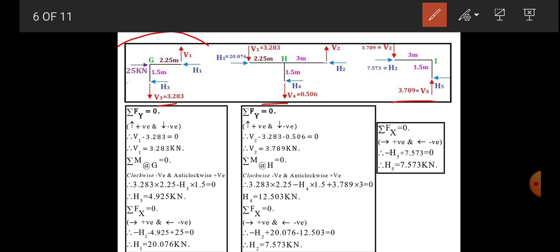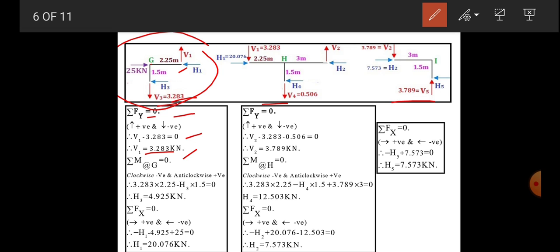Now consider the G joint, and here let us assume V1 in the upward direction and H1 toward the left hand side, and let us apply the summation Fy, Fx and moment equation for that G joint. So summation Fy is equal to 0, upward is positive, downward is negative. So plus V1 minus 3.283 is equal to 0. We have V1 is equal to 3.283 kilonewton.